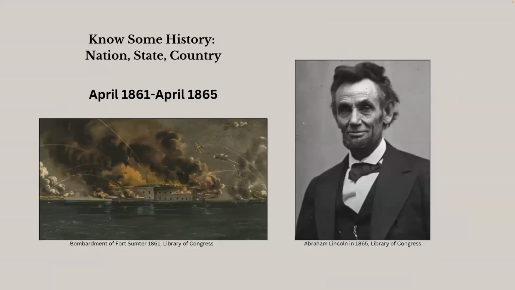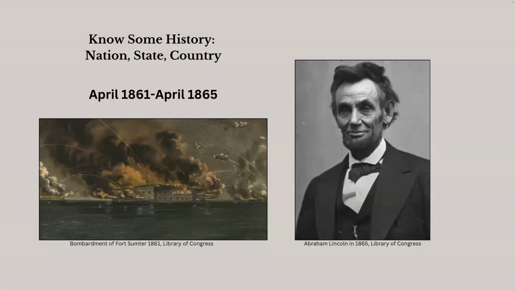We know that Abraham Lincoln was elected president in 1860, and that the southern states were afraid that he would end slavery because that would impact their economy. So as a result, 11 states seceded from the United States and formed the Confederate States of America.